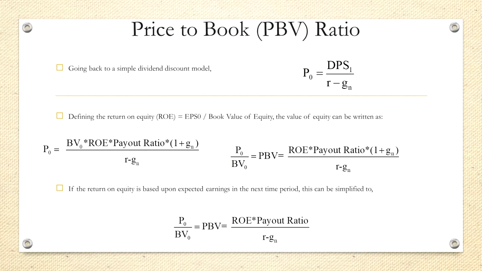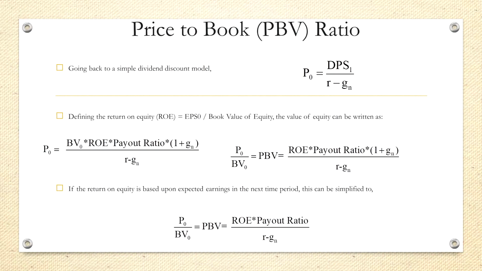Then what are the determinants of PB ratio? Here we need to look at its fundamentals. And here you see some mathematical manipulation, and you can decompose this PB ratio into 4 factors. The first one is ROE, return on equity, which means higher operating performance means high PB ratio. And if a company is doing well, they are creating value for their shareholders, of course, it deserves a high PB ratio. And the second one is payout ratio.